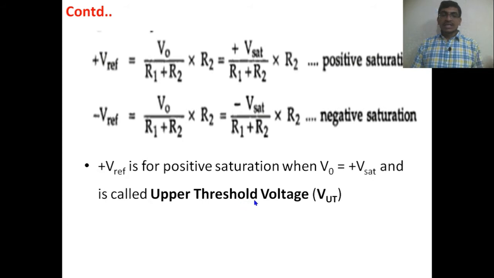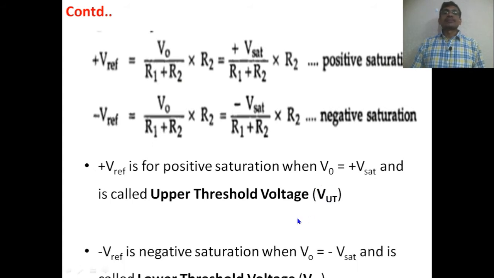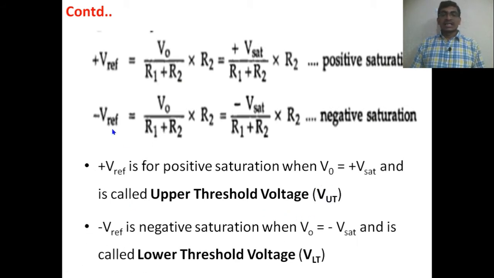Okay, this is very important. The plus V reference, when the output is plus V saturation, that voltage is called the upper threshold voltage. Notation is VUT. Minus V reference is for the negative saturation, when V naught is equal to minus V saturation, and it is called the lower threshold voltage, VLT. So this minus V reference is called the lower threshold voltage.